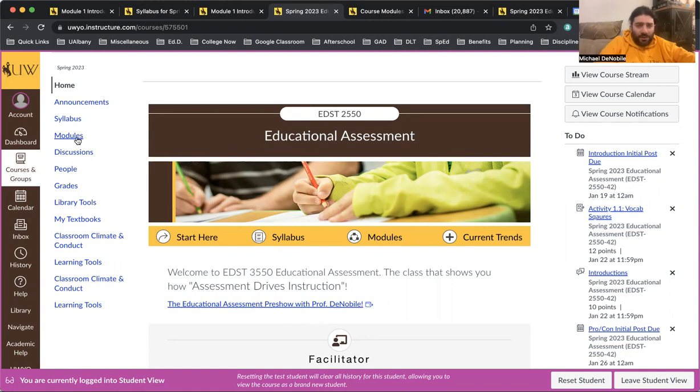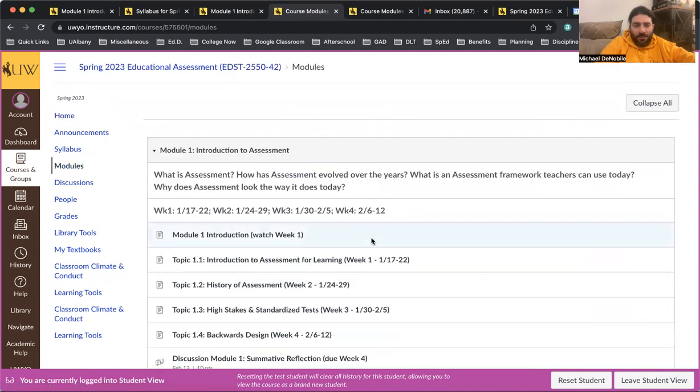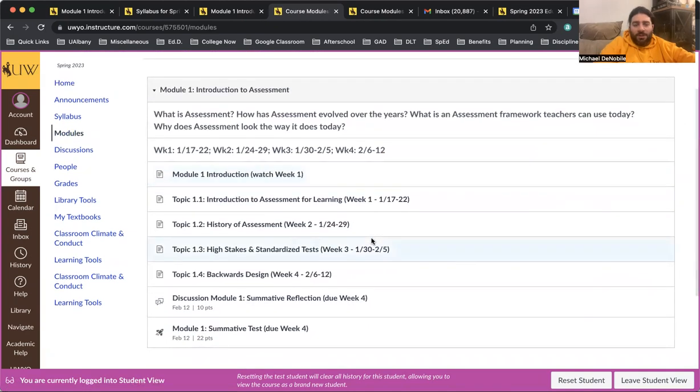If this is our home screen and we click on the modules, you can click it here where it says modules or down here on the welcome screen. So we're going to go to the modules. So Module 1 is our introduction to assessment. Some of the questions we're going to be exploring in this module are: what is assessment? How has assessment evolved over the years? What is an assessment framework teachers can use today? And why does assessment look the way it does today?